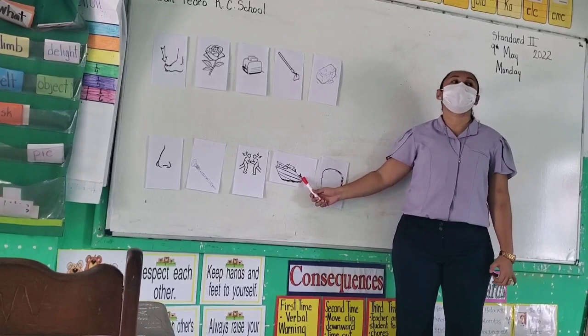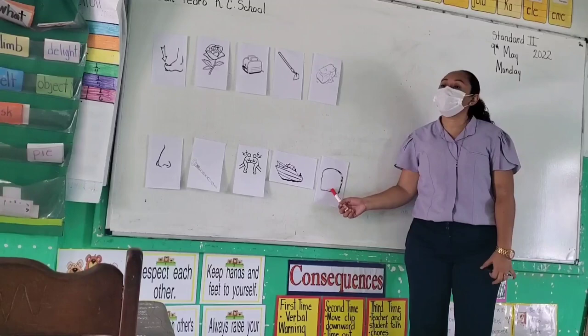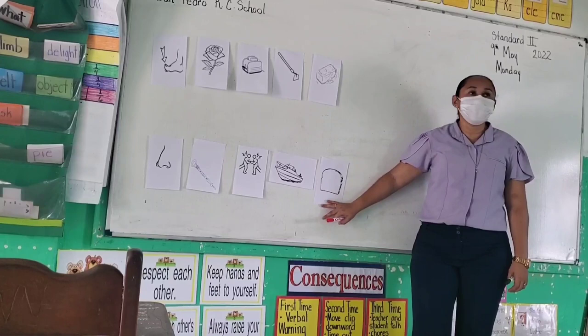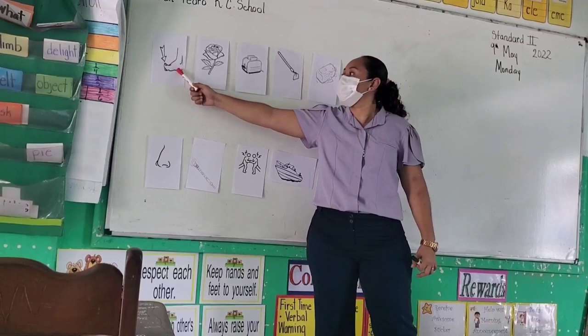Mold. Yes, but this is just a piece, right? So how do we call it? Yes, it's called a loaf of bread. It's a loaf. Let's name all of them. Everybody? Loaf.